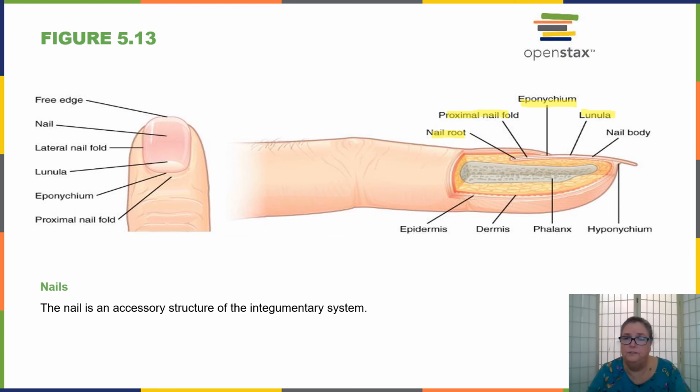The nail body, of course, is the nail itself. Hyponychium is right under the nail where it leaves our finger, also called the quick, and of course that hurts a lot if we get hurt there. There's our bone, our finger bone. There's just dermis and epidermis. So that's an accessory structure of the integumentary system. We'll talk more about accessory structures in the digestive and reproductive systems.